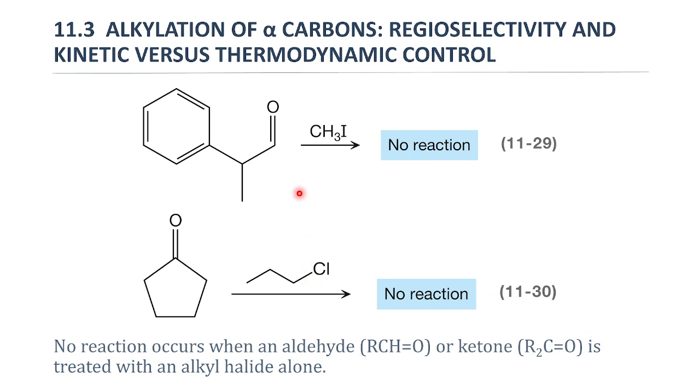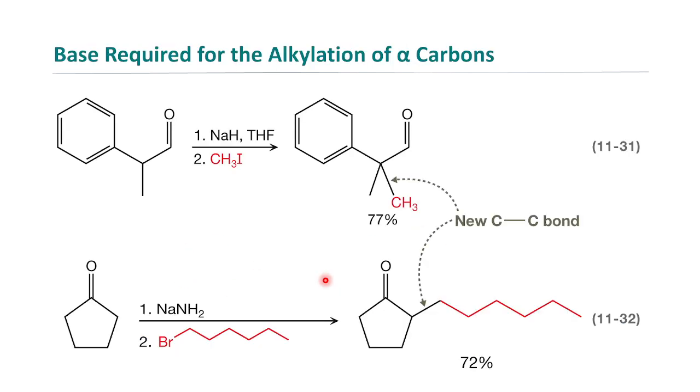All right, so let's talk a bit about the alkylation of alpha carbons and the regioselectivity and kinetic versus thermodynamic control. If we put these 2 things together, we have our aldehyde here, or a ketone in this case, and this is going to be treated with alkyl halide alone. What we would end up saying is that we would have no reaction. This would not actually give us our product, despite the fact that we would normally think of these as something that could perhaps attack.